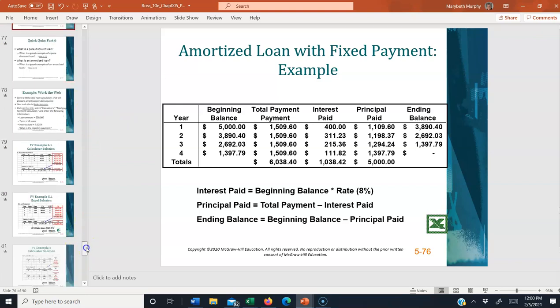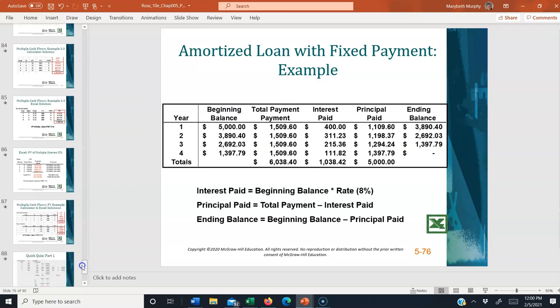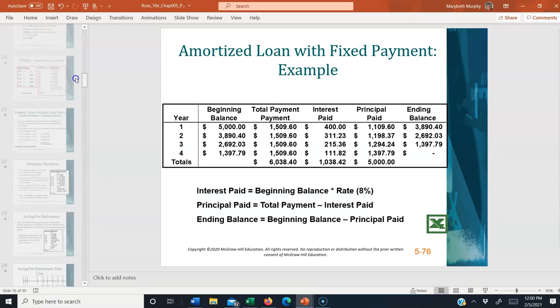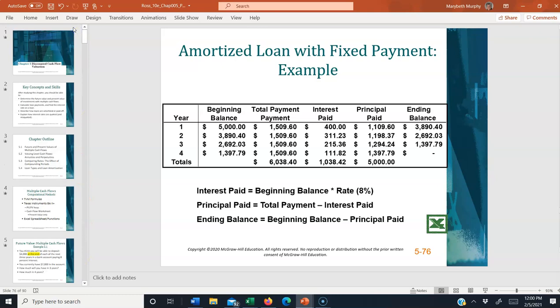Okay, now that's the last of the chapter. The rest of it are examples you can go back to and look at that go along with the slides we did using the formula way and using Excel or the calculator. That's what's in those last slides.